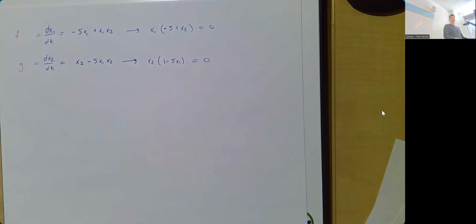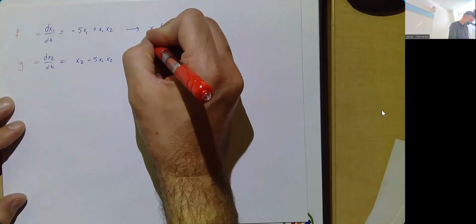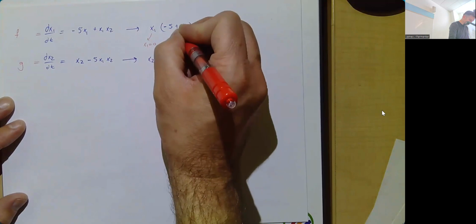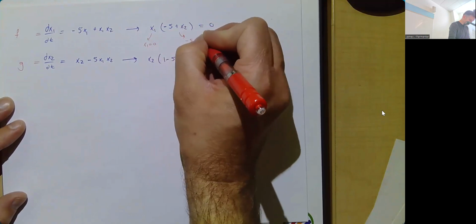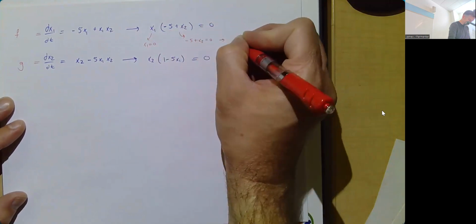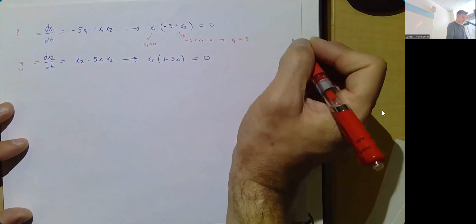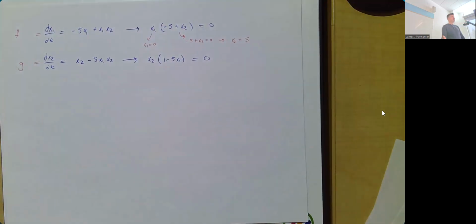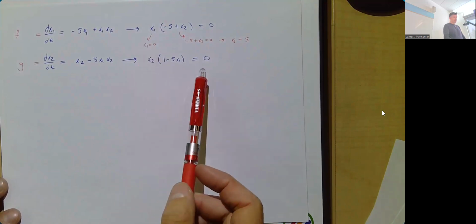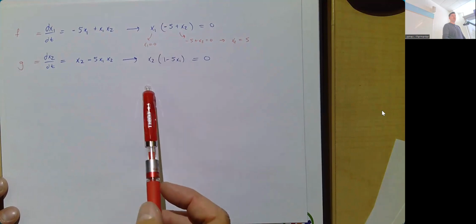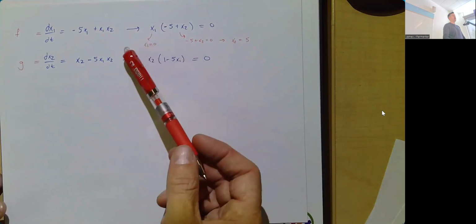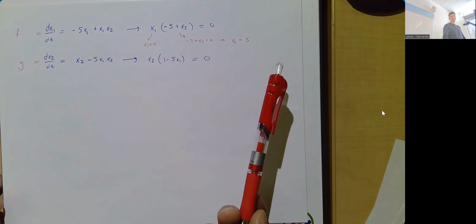In my first equation, I either get x1 equal to 0 or -5 plus x2 equal to 0, meaning x2 is equal to 5. I cannot stress enough, 0, 5 is not an equilibrium. Because if you plug in 0 for x1 and 5 for x2 in the other equation, it's not equal to 0. And both equations have to be equal to 0 at the same time.